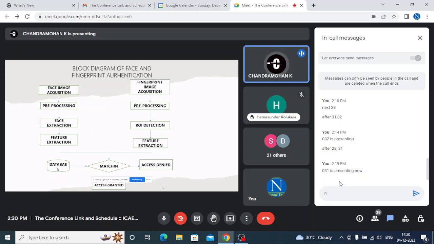Face image acquisition is where the image comes from the sensors. Then pre-processing. Pre-processing is a process that indicates the identification information of the image has a precise scale of signal intensity, which can also be applied for various images. Then the output will be sent to face extraction.